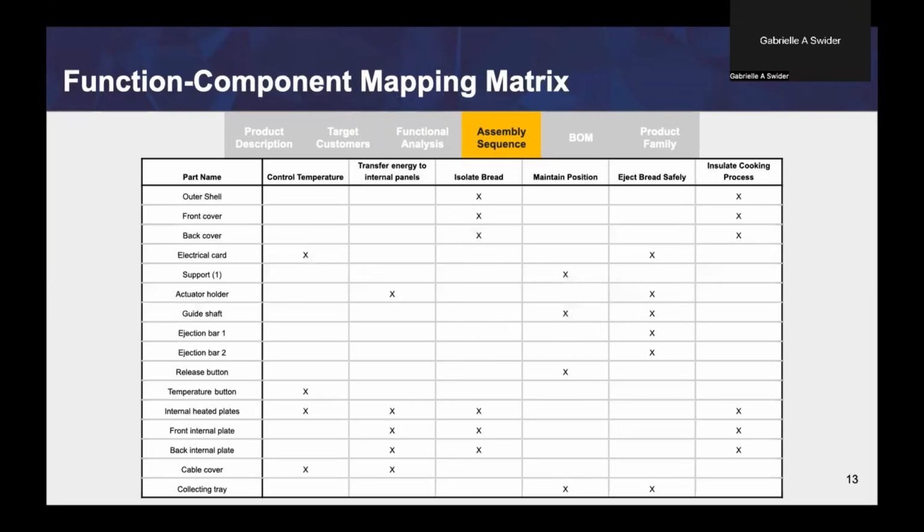After that, we did a function component mapping matrix. To do this, we put our part names on the left side, and then above we have our sub functions, which are control temperature, transfer energy to internal panels, isolate bread, maintain position, eject bread safely, and insulate cooking process. By doing this, we were able to identify the product platform from which product variants could be derived.